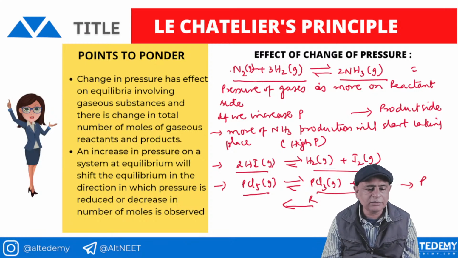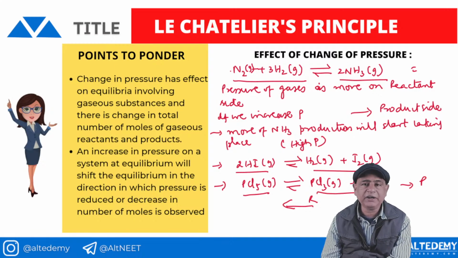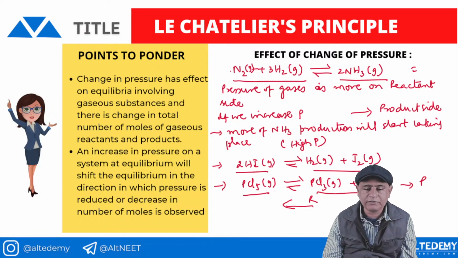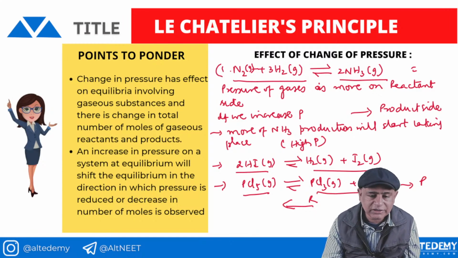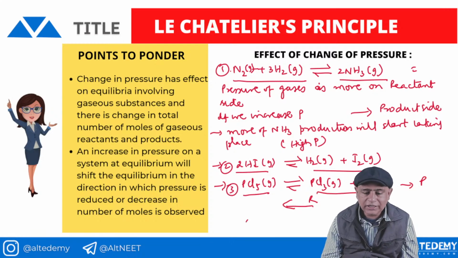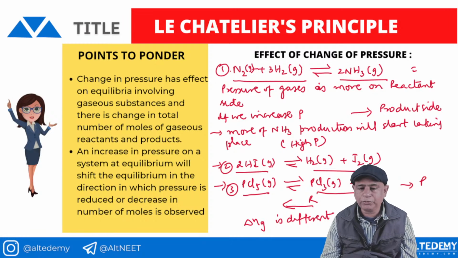So this is how things can be summarized: change in pressure has an effect on equilibria involving gaseous substances where there is a change in the total number of moles of gaseous reactants and products. An increase in pressure on a system at equilibrium will shift the equilibrium in the direction in which pressure is reduced, or a decrease in the number of moles is observed. I hope you must have understood it by 3 different examples, where in the 3 examples delta Ng is different. Notice it. This is a very important concept, important factor.